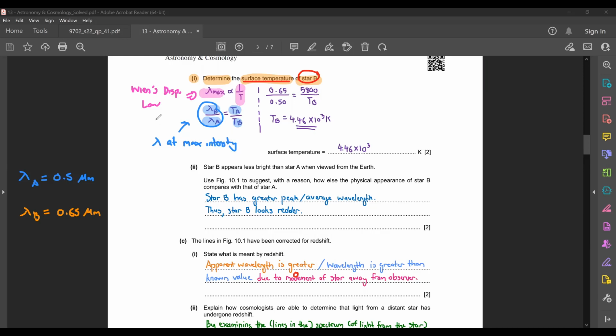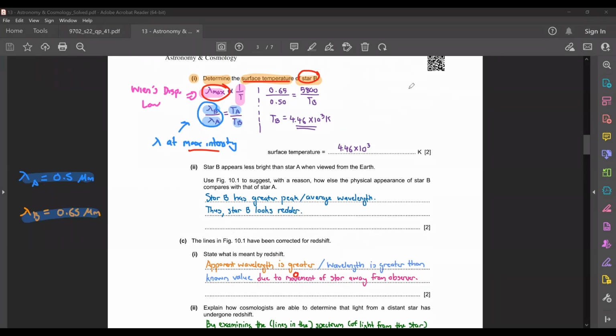Okay, so sometimes when you use Wien's displacement law, you always say it's lambda max here. It is very easy to misunderstand it as the maximum possible wavelength value. That's not the case here. It really refers to the wavelength that you have at maximum intensity, okay, which is not necessarily the largest possible wavelength value, okay?